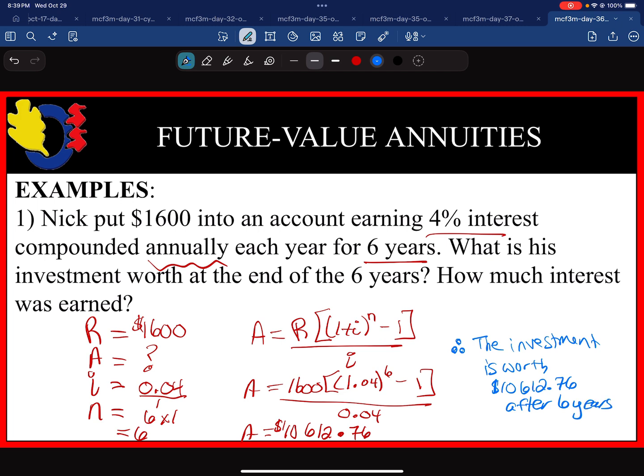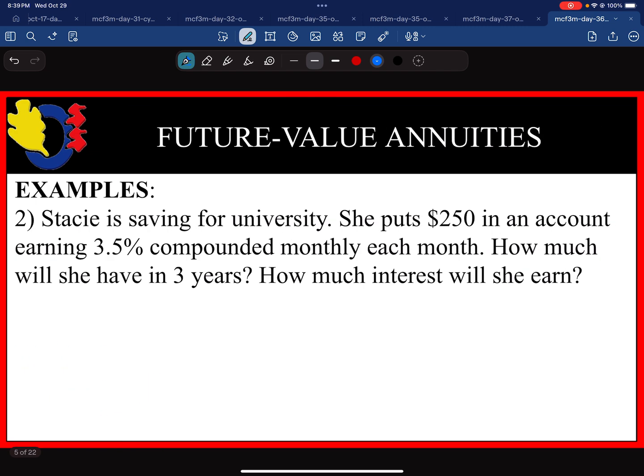All right, let's look at our next example. Stacy is saving for university. She puts $250 into an account, earning 3.5% compounded monthly each month. How much will she have in 3 years? How much interest will she earn?